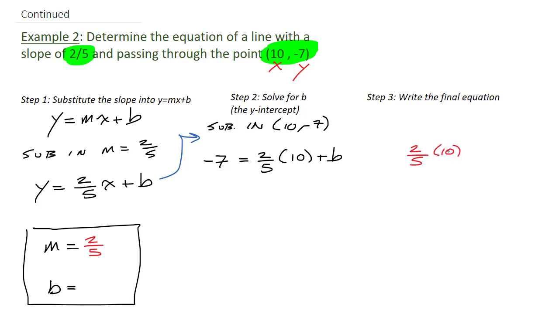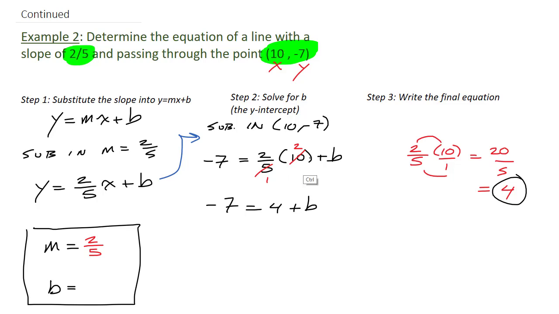2/5 times 10. Don't forget, this is like 10 over 1, right? So 2 times 10 is 20, 5 times 1 is 5, and 20 divided by 5 is 4. Or the quick way that a lot of us are going to do is we're just going to reduce. 10 and 5 are going to reduce. That gives me 1 and 2. 5 goes into itself once, goes into 10 twice. 2 times 2 is 4. So I have -7 = 4 + b. In this case, the fraction just canceled out. Got 4 either way. It doesn't matter to me which way you do it. This is just the quicker way, when I'm just reducing.